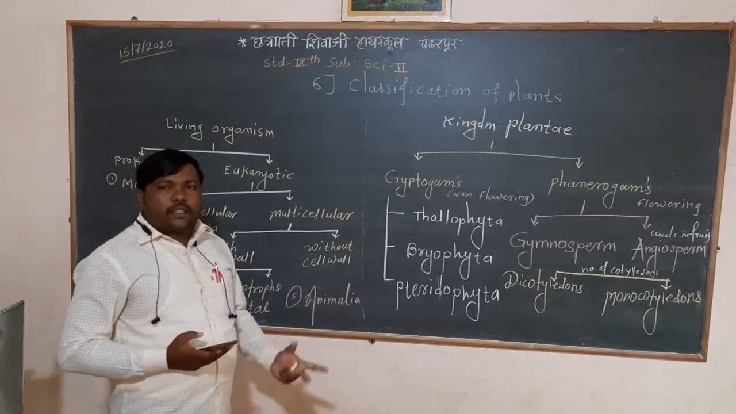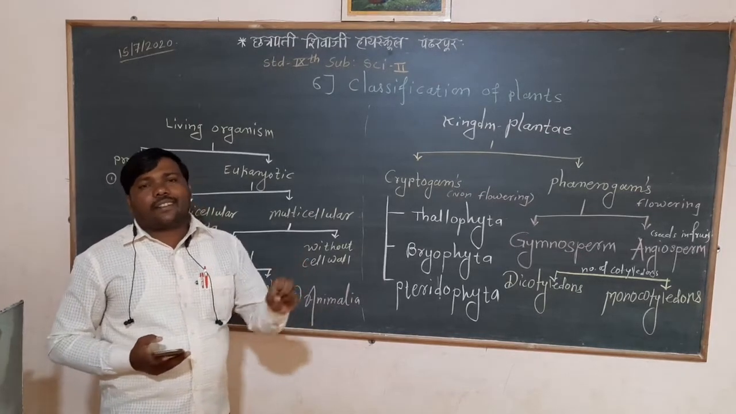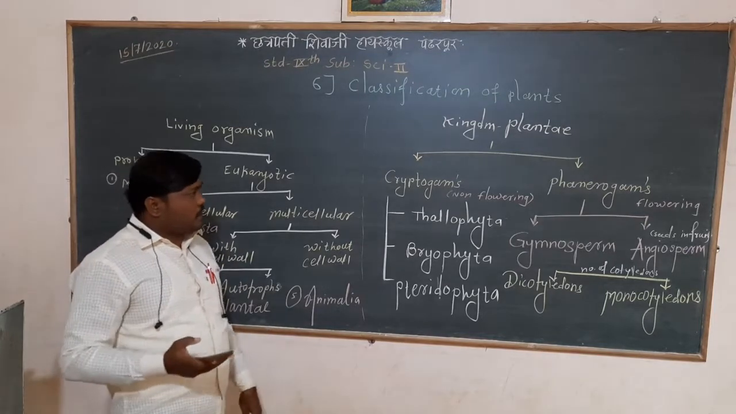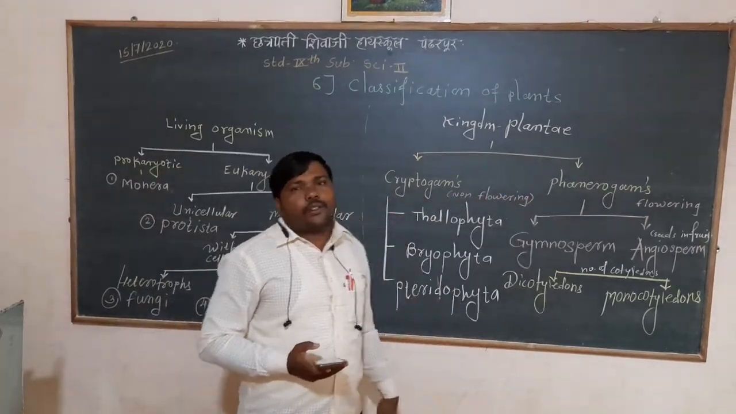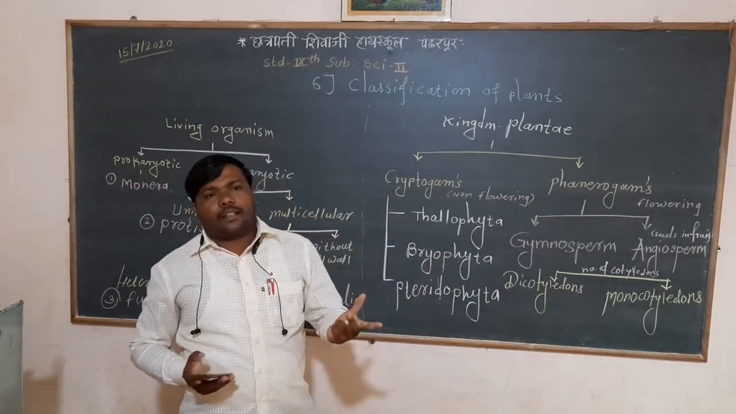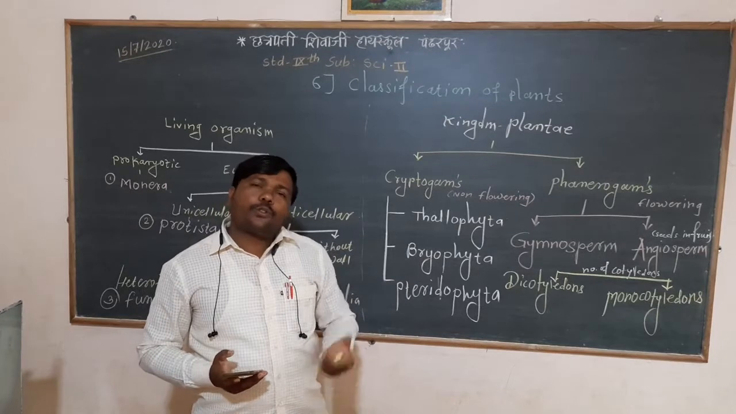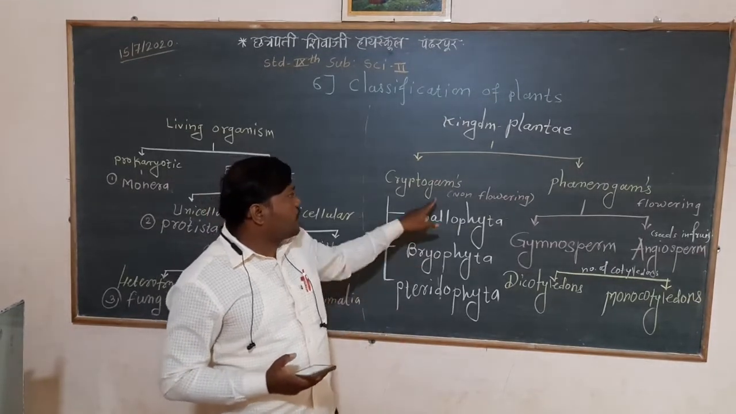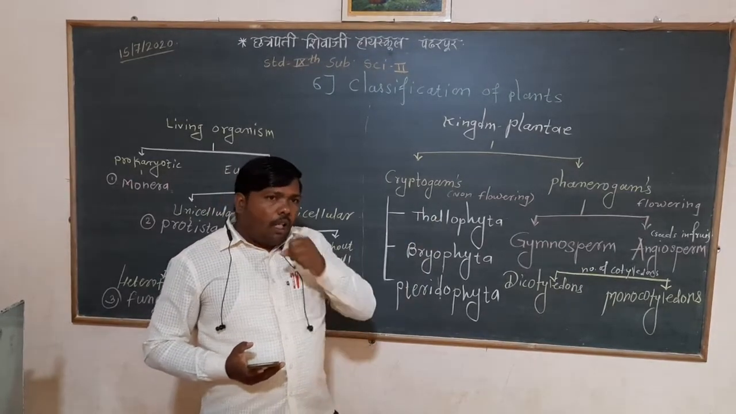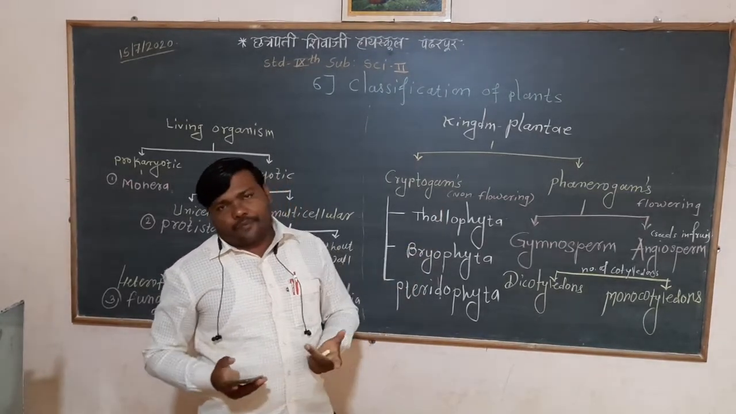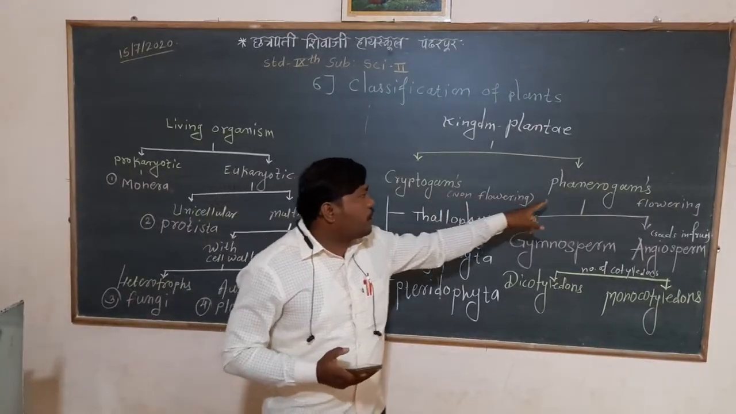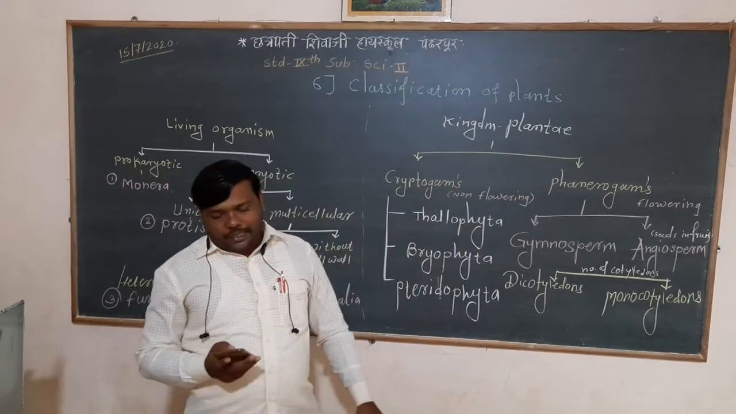And again, there are the classifications, which also have characteristics, differences and similarities. Depending upon them, they get classified. The cryptogams and phanerogams. The phanerogams are the flowering plants, and the flowering plants create flowers, and there are also fruits and the seeds also. Here there will be no flowers, no seeds, and no fruits also. These are the non-flowering plants. It means that they get grouped into the cryptogams and phanerogams.